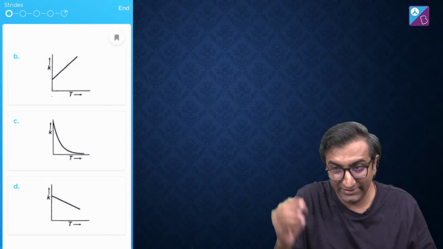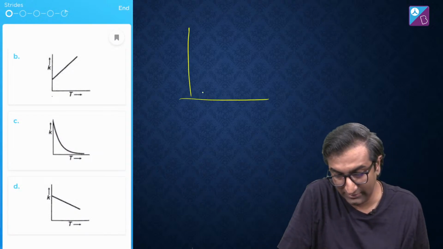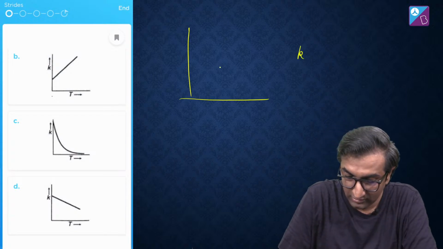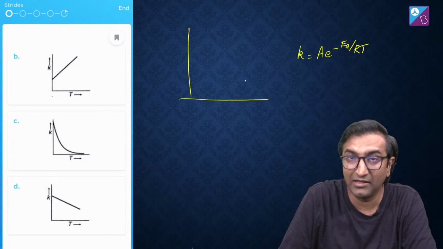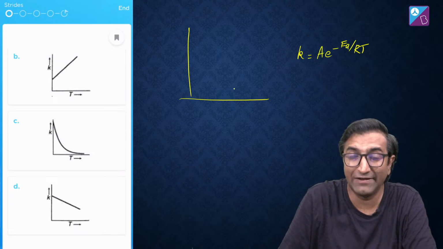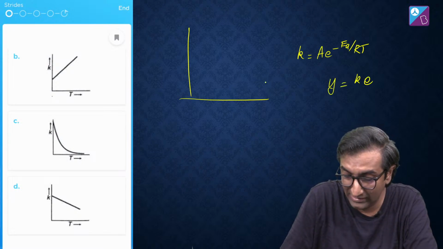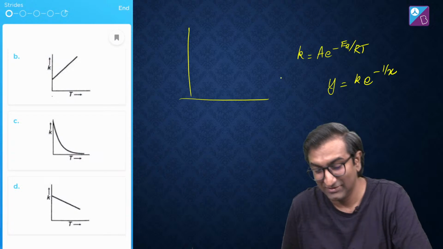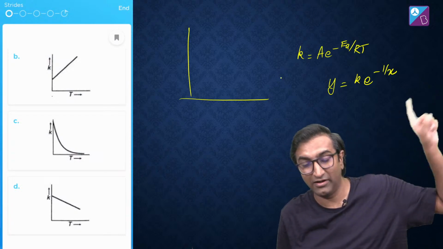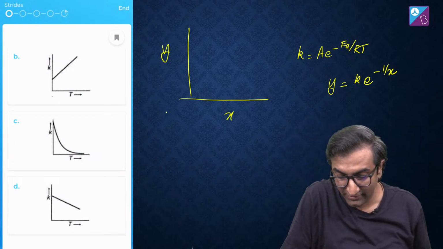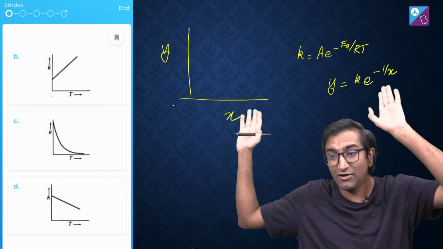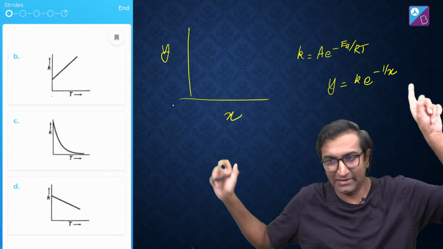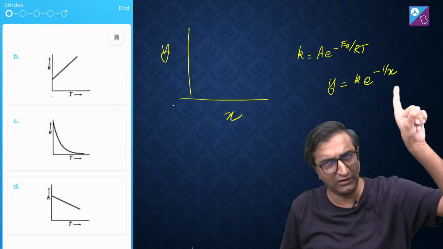Elon, अगर 1 by T होता, अच्छा देखो लिख ही देते हैं हम लोग. K equal to A e power minus EA by RT. इसका मतलब क्या हुआ? We are plotting y equal to K e power minus 1 by X. देखो, this is what we are plotting, and you have to do y versus X. अगर मैथ्स पसंद है, you don't like looking like K and T, then this is actually what we are doing. ओके, इसका मतलब क्या हुआ? सोचो, x की वैल्यू 0 ले लो.